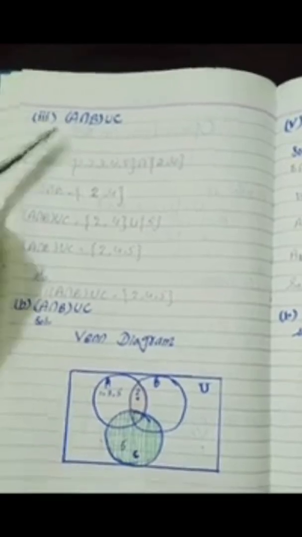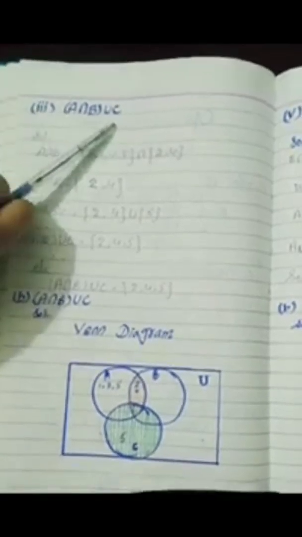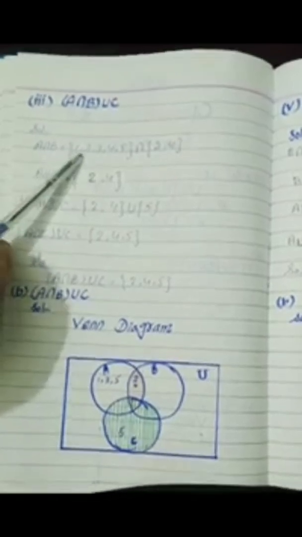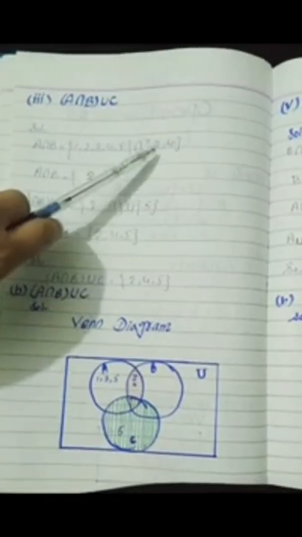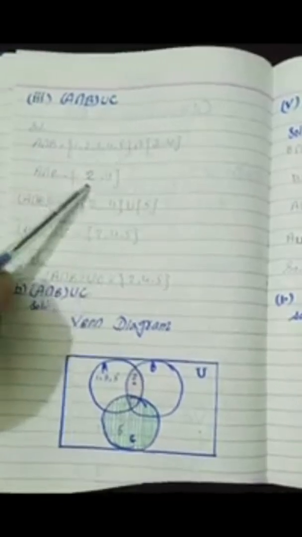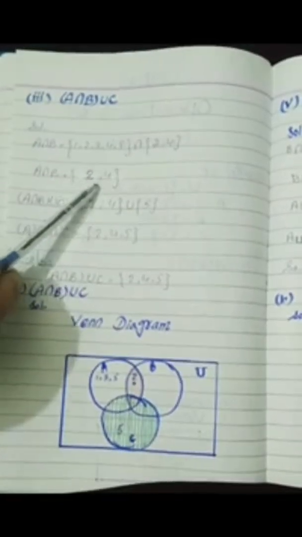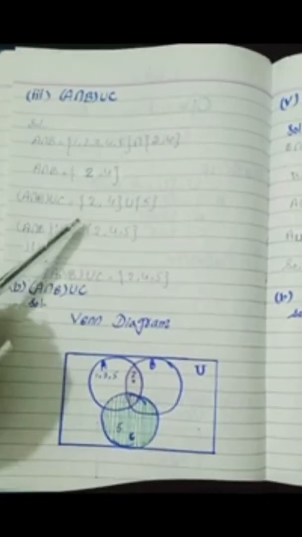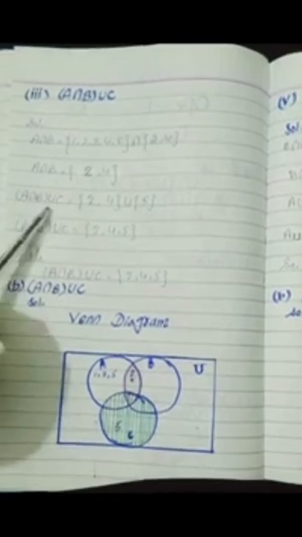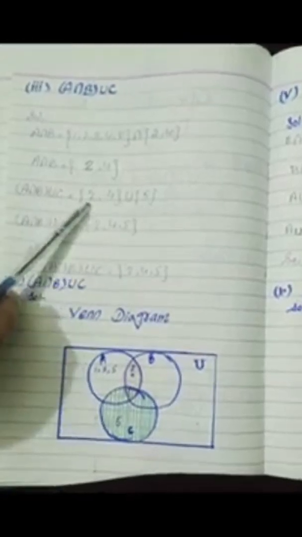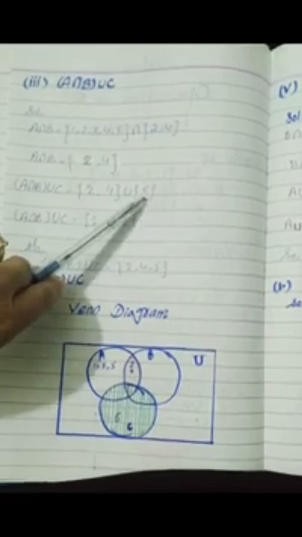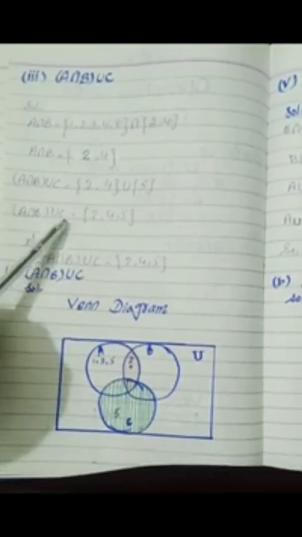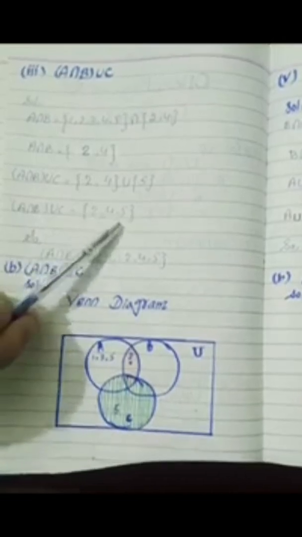Next we have A intersection B bracket union C. Firstly we find A intersection B. A is 1, 2, 3, 4, 5. Intersection B is 2, 4. A intersection B is equal to 2, 4 because in intersection we write the common values. Then A intersection B union C means we take the union of A intersection B and C. A intersection B is 2, 4. Union C we have 5. A intersection B union C we get 2, 4, 5.